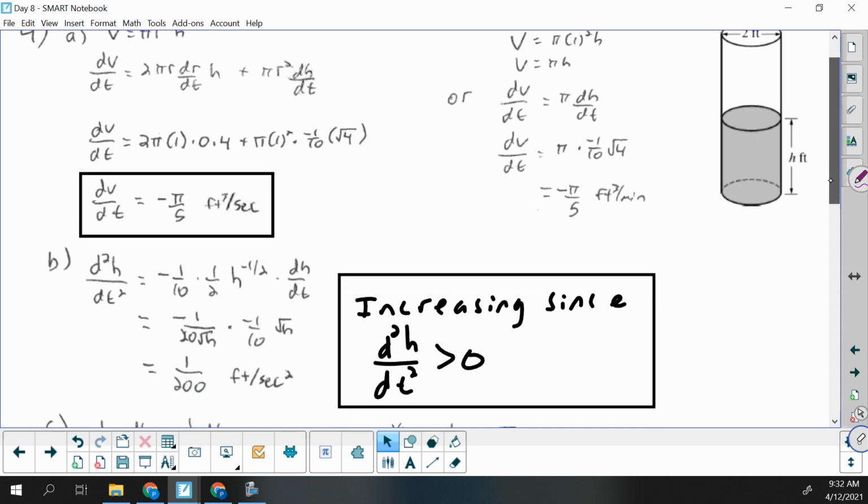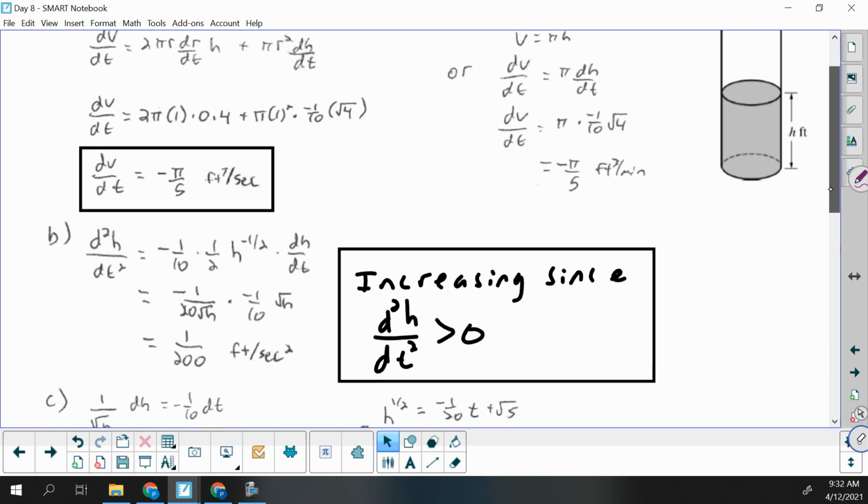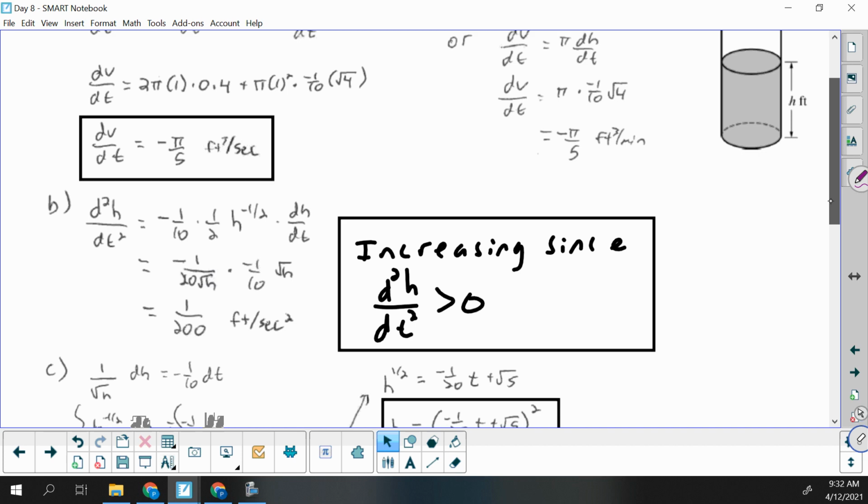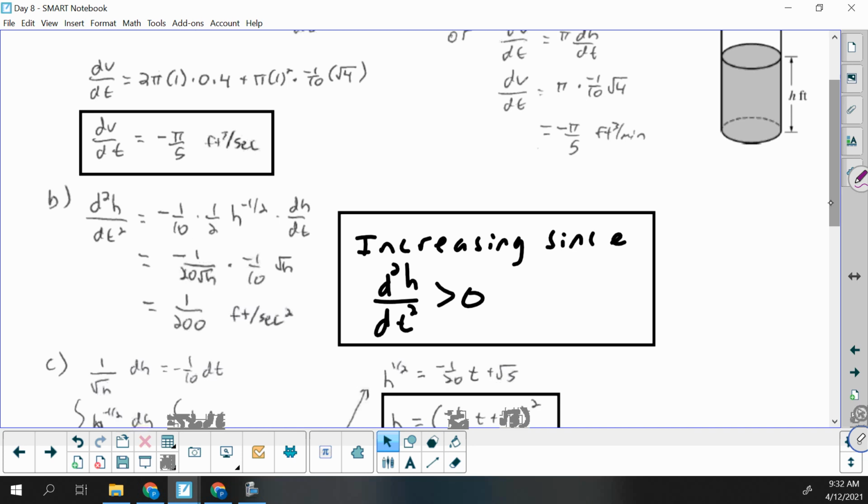So when the height of the water is 3 feet, the rate of change of the height of the water with respect to time. Is the rate of change of the height of the water with respect to time increasing or decreasing? So if the rate of change we want to know is increasing or decreasing, we got to go to the next derivative. So take your dh over dt, and we've got to do the derivative.